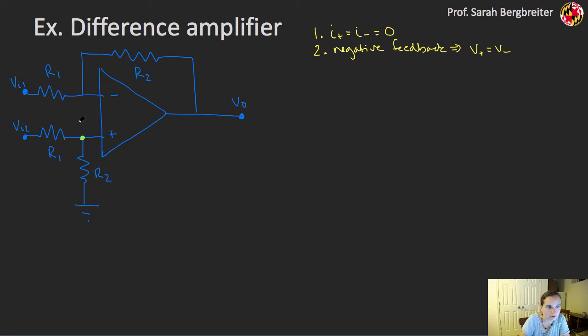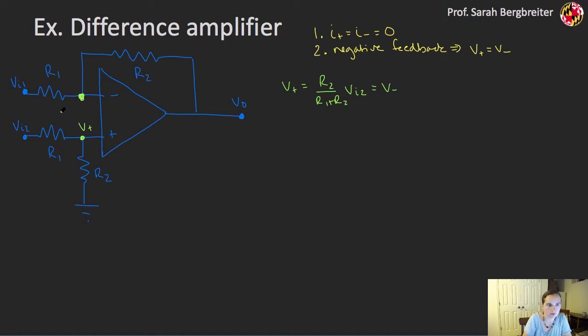We're trying to figure out what this V plus term is. In this case, V plus is going to be defined by this voltage divider effectively with VI2. I have two inputs to this difference amplifier circuit. I have VI1 and VI2. I have one output VO. But this is effectively creating a voltage divider with the VI2 input. And now that we've calculated what this voltage is, because I have negative feedback, I know that this is the same as this voltage right here.